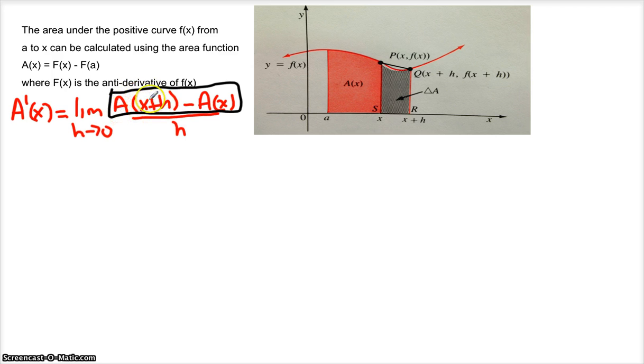The area of x plus h is the area starting from a all the way up to here, x plus h. So we're looking at this region here, which includes this and this. And then we're subtracting out the area A at x, which is this red region here. Well, if we subtract the two, what we get is this gray region. Let's call it the area PQRS.